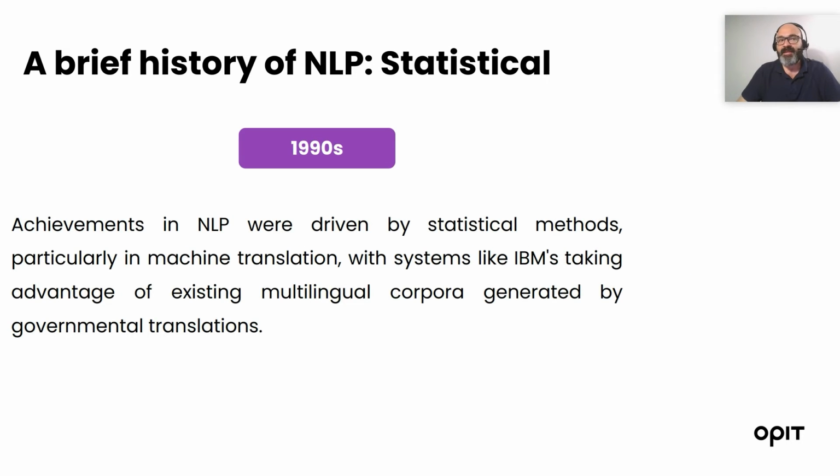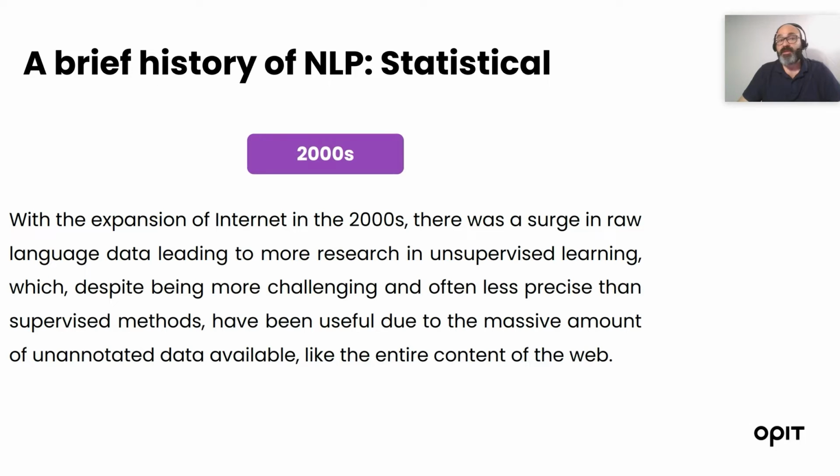Nevertheless, the 90s started seeing achievements in NLP driven mostly by statistical methods, in particular machine translation, with systems like IBMs taking advantage of existing multilingual corpora generated by governmental translations. In the 2000s, with the expansion of the Internet, there was a surge in raw language data, leading to more research in unsupervised learning, which, despite being more challenging and often less precise than supervised methods, has been useful for the massive amount of unannotated data available on the Internet, like the entire content of the web.